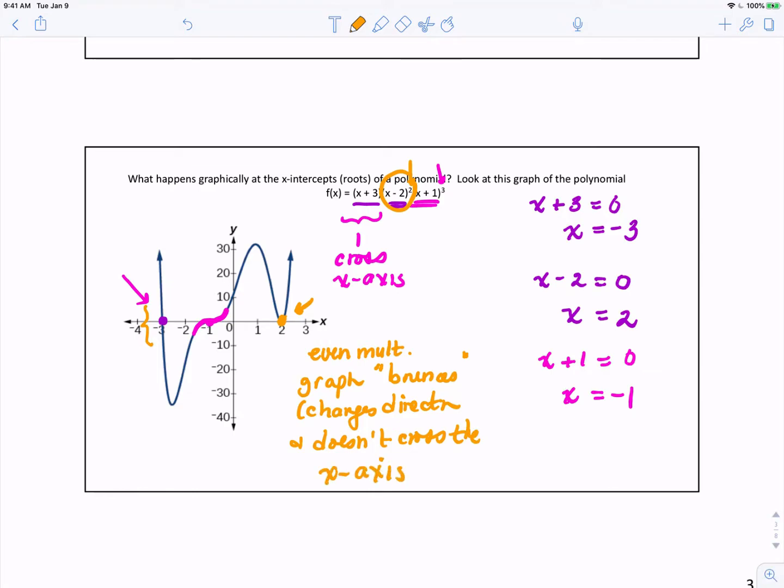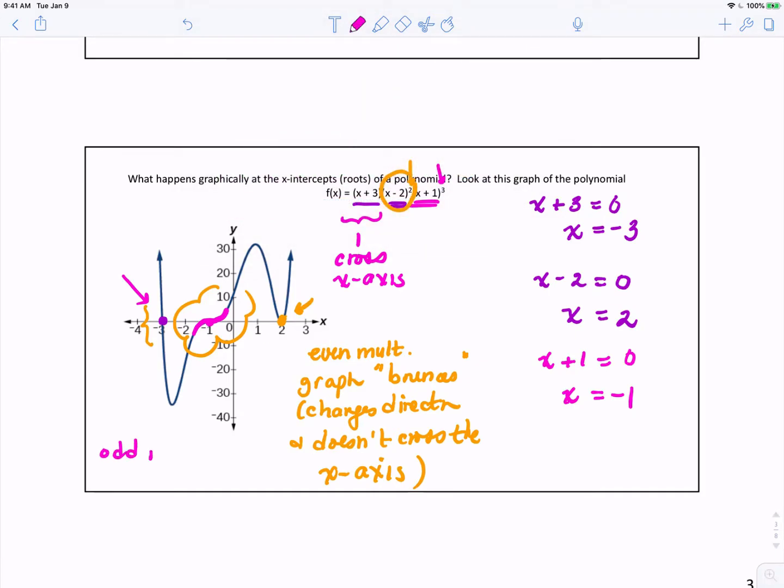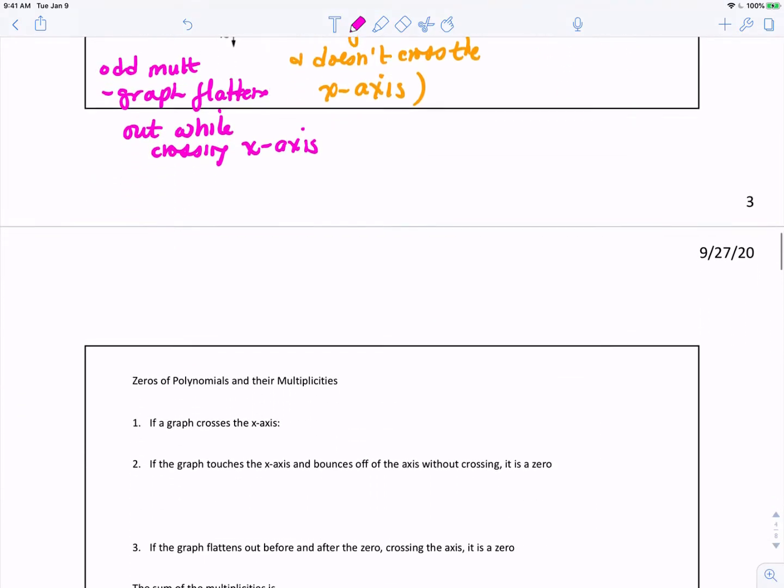And finally, if you have an odd multiplicity, so for example, (x + 1) cubed, let's put that over here in the corner, with an odd multiplicity, the graph flattens out while crossing the x-axis. Okay, we're going to take a look at some more examples of that.